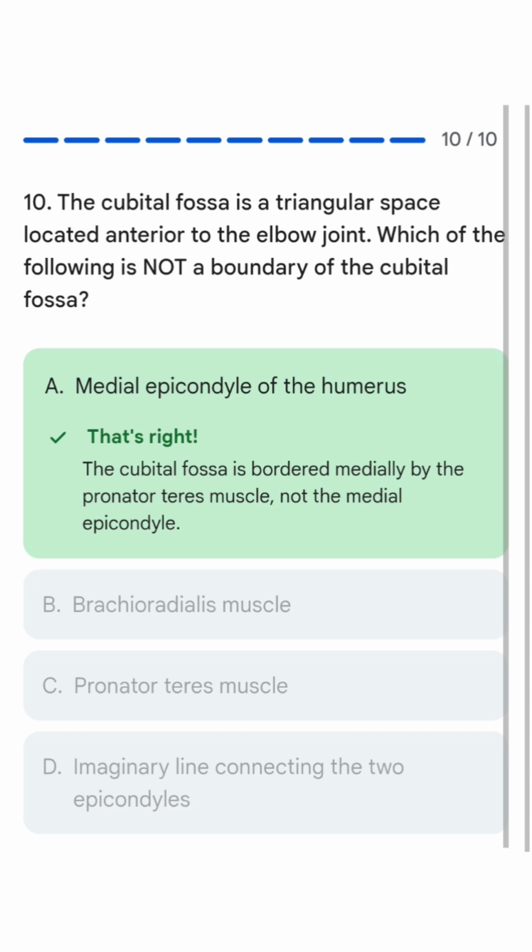Medial epicondyle of the humerus. The cubital fossa is bordered medially by the pronator teres muscle, not the medial epicondyle.